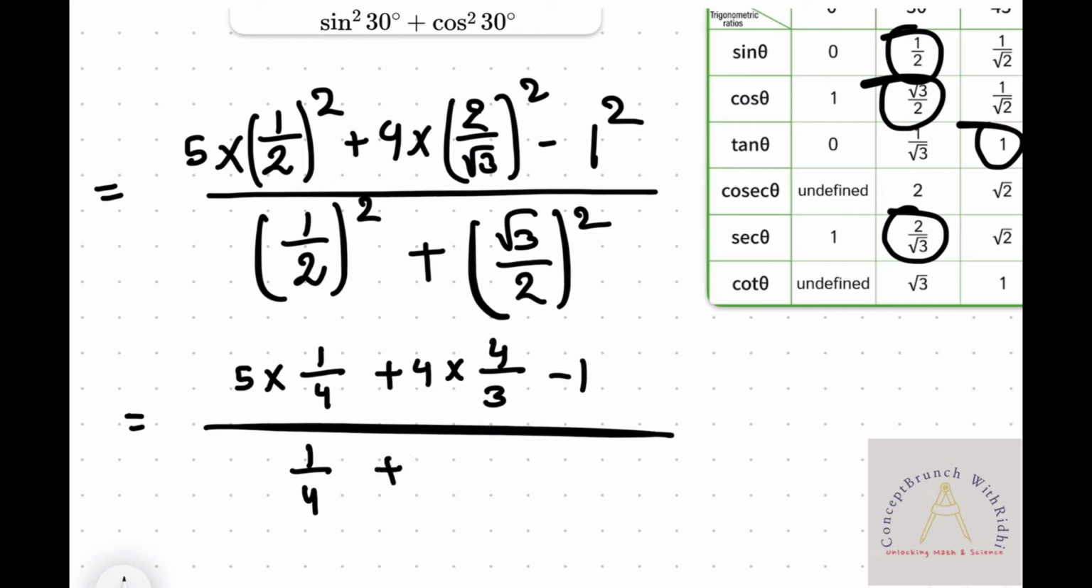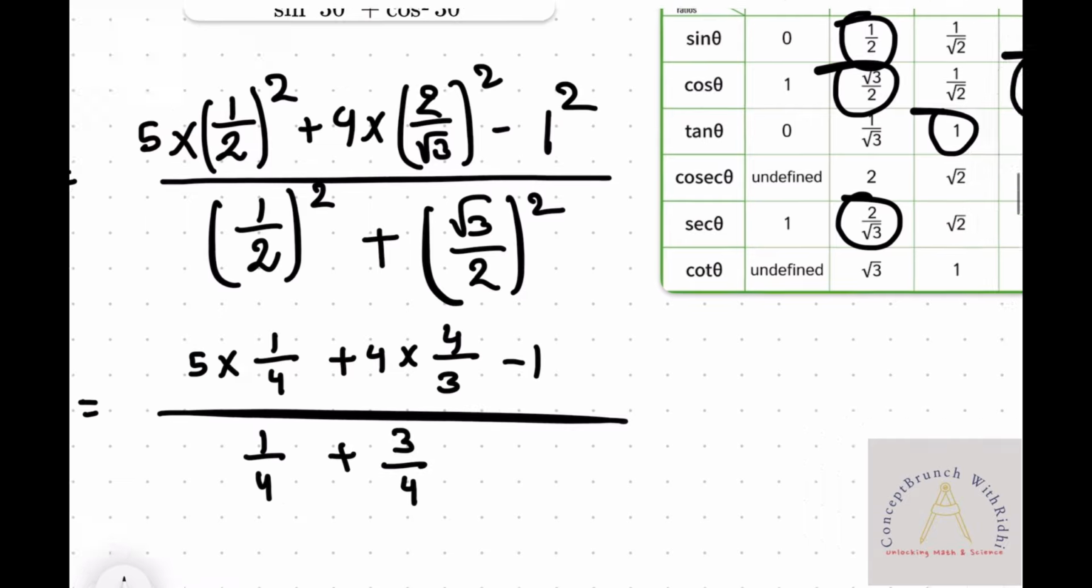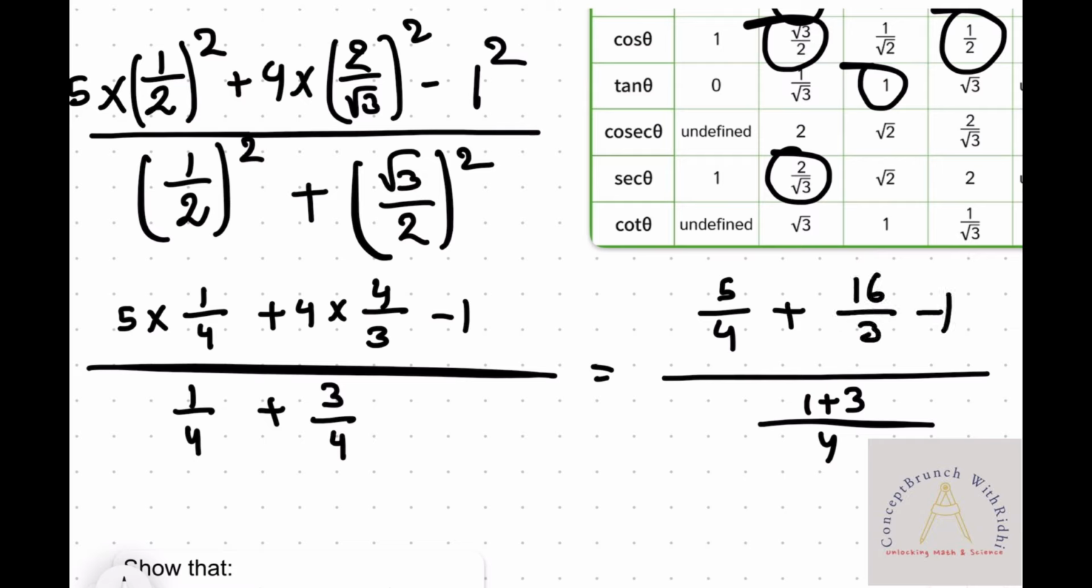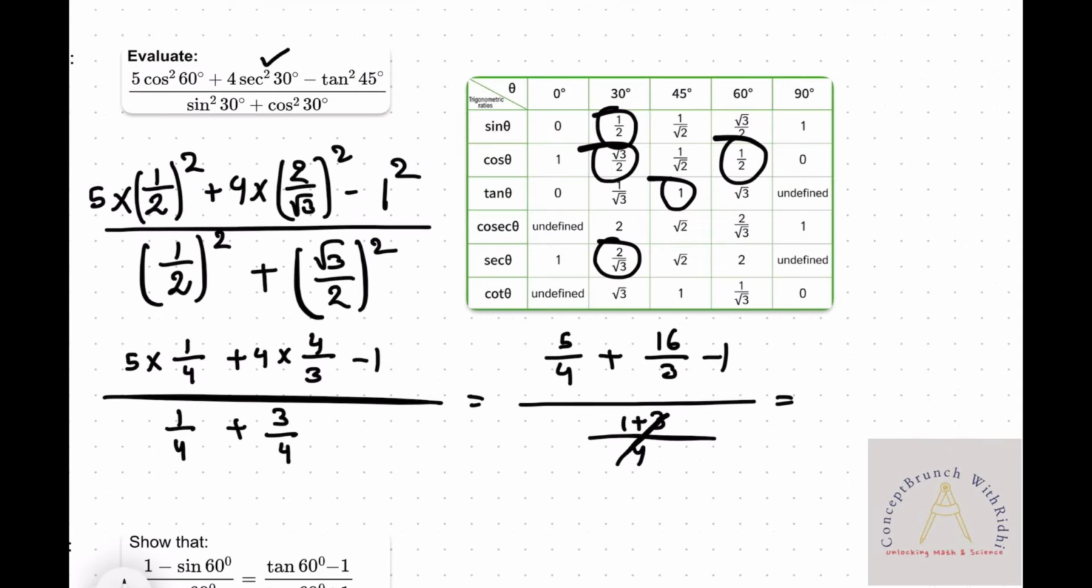Okay. Let's solve it now. Over here, the denominator is going to be 4 and this is 1 plus 3. Over here, the numerator is going to be 5 divided by 4 plus 16 divided by 3 minus 1. This will cancel out, 4 divided by 4 is 1, so it doesn't matter with that. Okay. Let's do the other part. The other part is the upper only, right? So the upper part is 5 divided by 4 plus 16 divided by 3 minus 1.